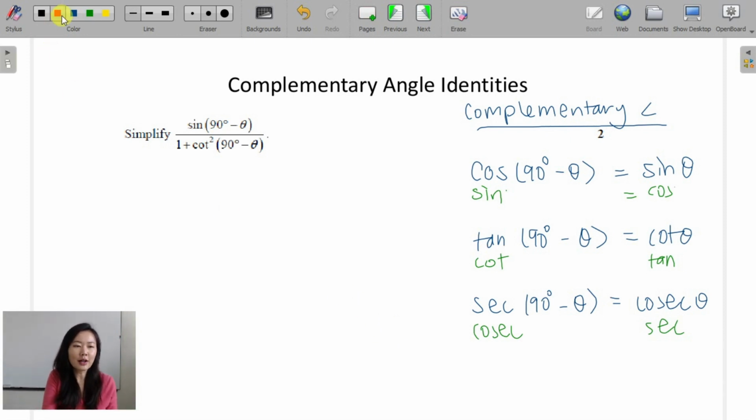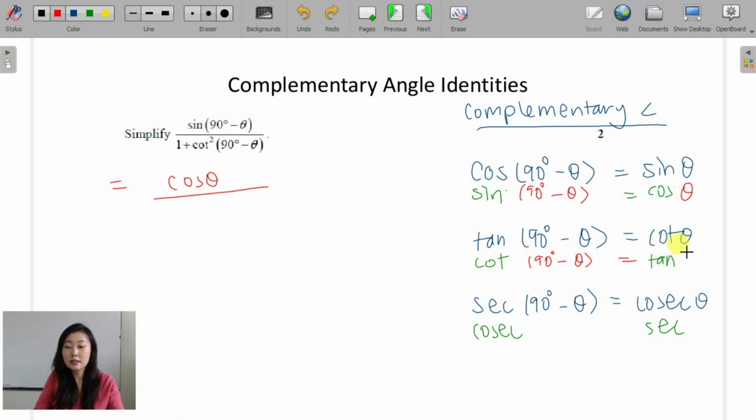All right, so let's try doing this. The first one, sine 90 minus theta, is basically this bit here. Sine 90 minus theta is cos theta. So that's cos theta on top. Cot 90 minus theta is basically this one here, tan theta. All right, so that's the initial conversion.